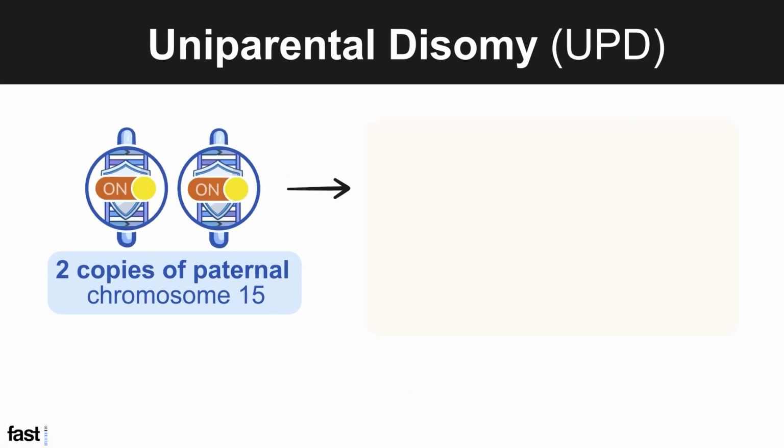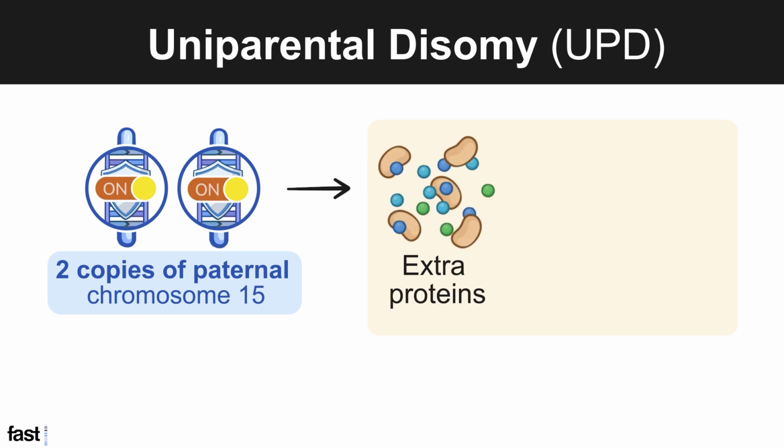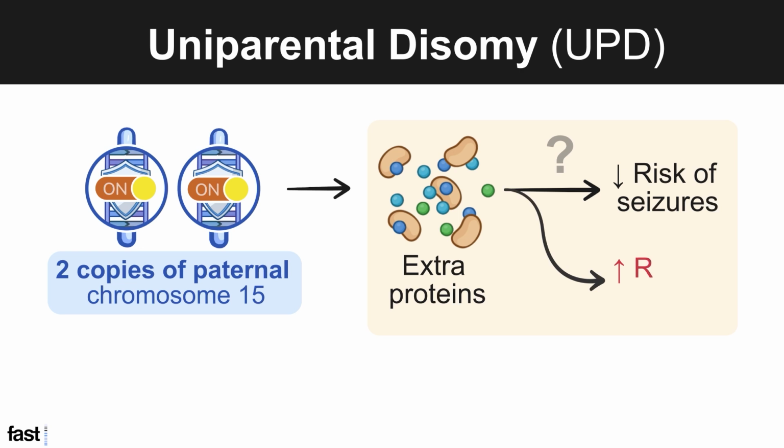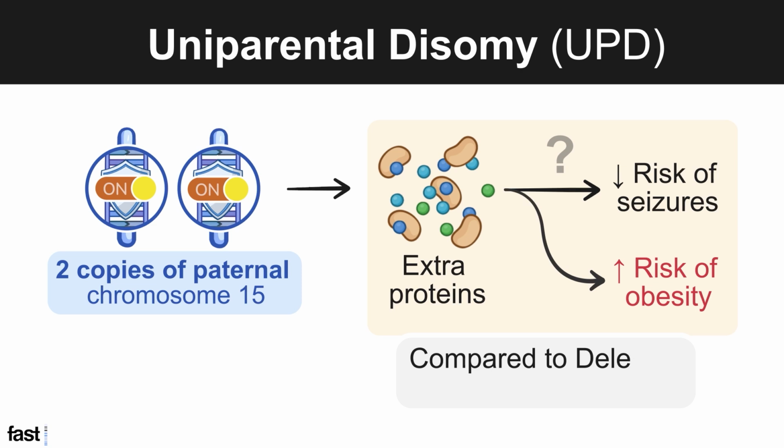In addition, individuals living with UPDAS make extra proteins from several other genes that sit next to UBE3A and are turned on in both the paternal chromosome 15. These extra proteins may lead to a lower risk of seizures and higher risk of obesity in individuals living with UPDAS as compared to individuals living with deletion or mutation AS.